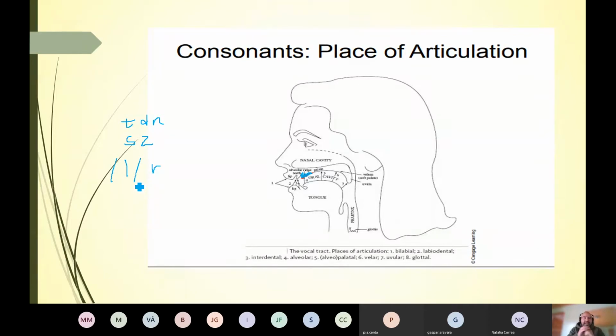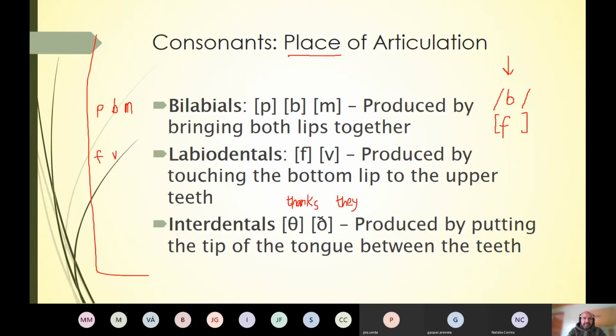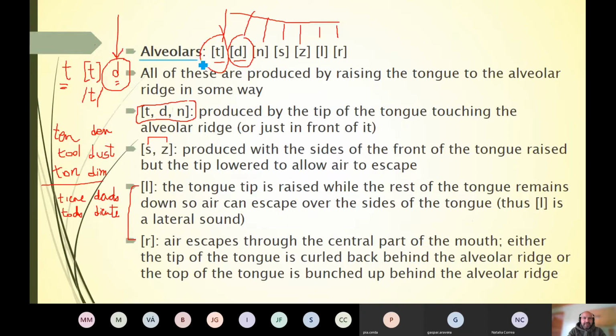And when we're producing R, it's not exactly the same because the tongue is curled back, right? And it's not exactly touching the alveolar ridge. But all of these phonemes or consonant sounds are classified as alveolar sounds, right? But the point is, even though they are classified as alveolar sounds, we need to understand that there are some differences when we talk about the production of these alveolar sounds.